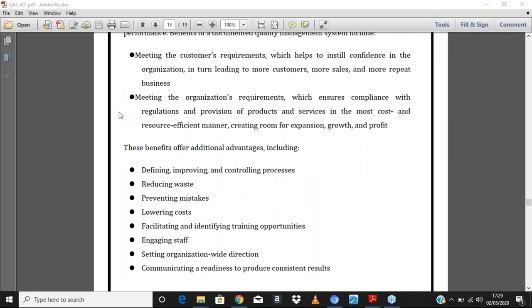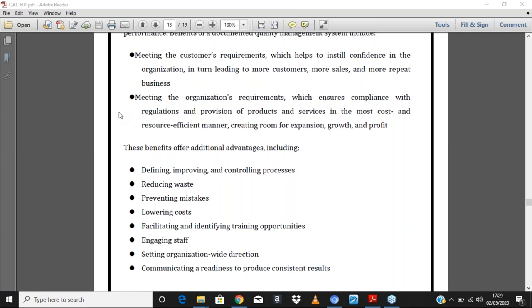Now, the benefits offer additional advantages, like defining improvement. It helps to reduce waste when you follow a quality management system. It prevents a lot of errors. It lowers cost for you because you are doing it right. You are facilitating and identifying training opportunities. You engage staff. The organization is able to expand and go wider. Your products are able to have wider reach beyond your immediate borders. You are not facing the challenge of fines, of legal issues. Are you going to be locked down?